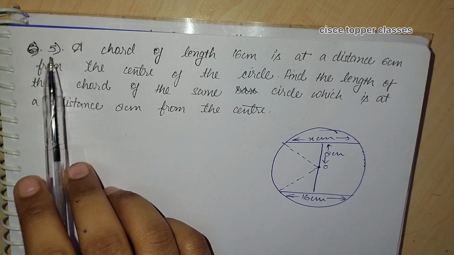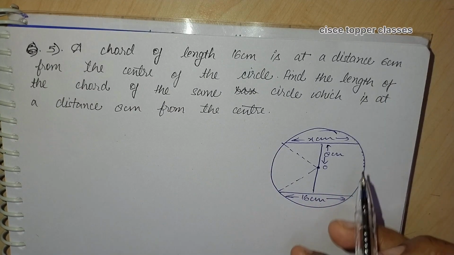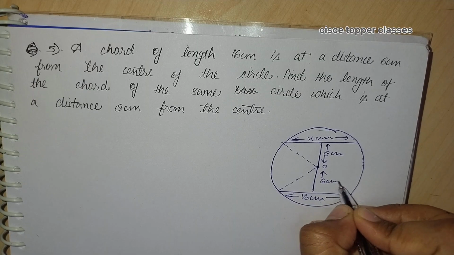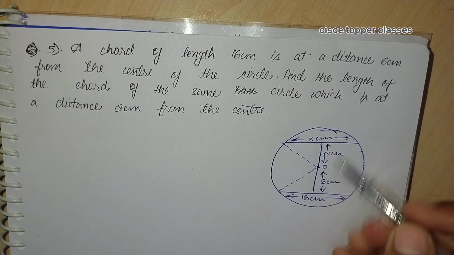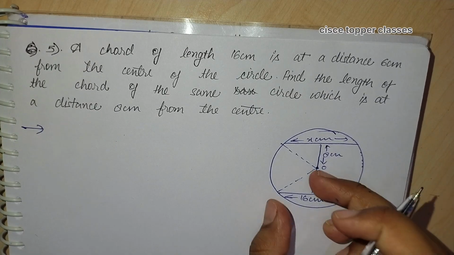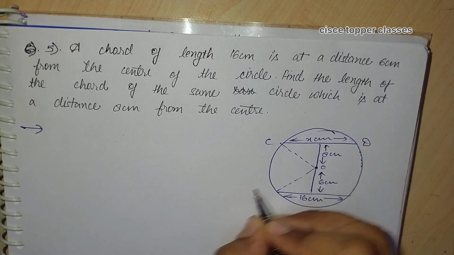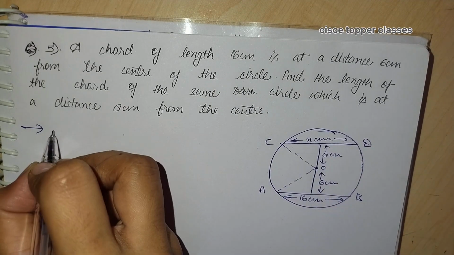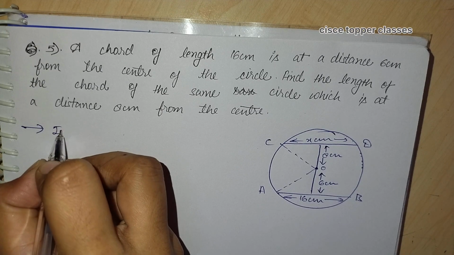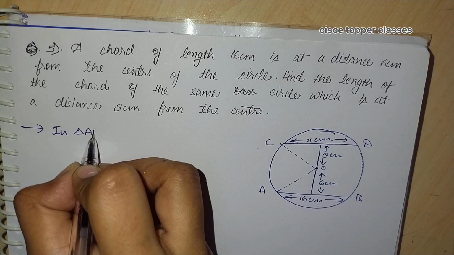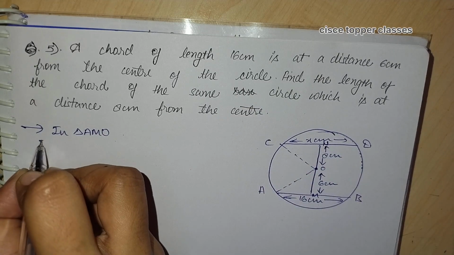Now let us solve the fifth question. A chord of length 16 centimeter is at a distance of 6 centimeter from the center of the circle. Find the length of the chord of the same circle which is at a distance of 8 centimeter from the center. So firstly we will find the radius of the circle, so that we can find the chord CD. Let it be AB. To find the value of the radius, we will take triangle AMO, let it be M and this be N, by Pythagoras theorem.